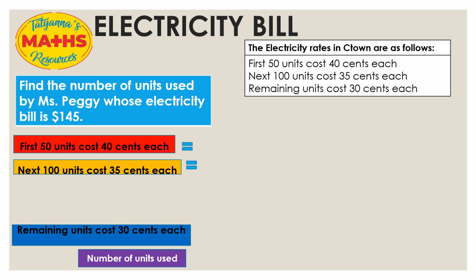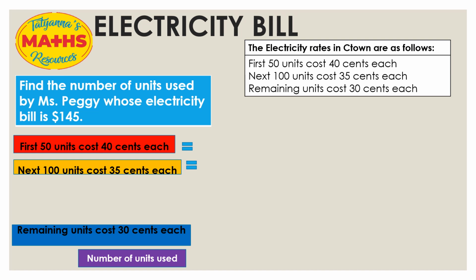Our third example is find the number of units used by Miss Peggy, whose electricity bill is $145. So this question is a little different. Now you have to figure out the amount of units used by this particular customer. But let's look at the rates again. Seatown, the electricity rates are first 50 units, 40 cents each. Next 100 units, 35 cents each. The remaining units cost 30 cents each.